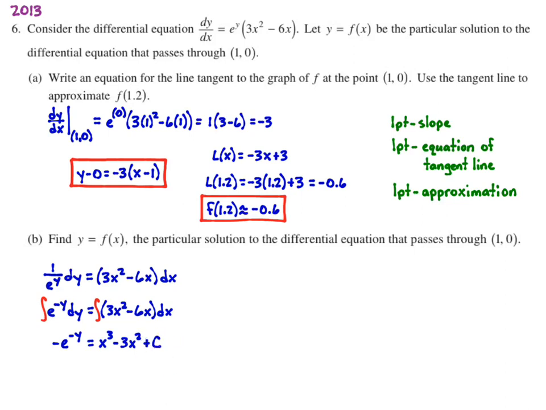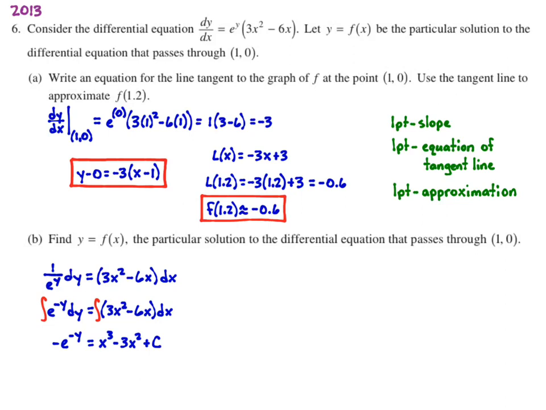From here, we have two options. We could isolate y and then plug in our point to find c, or we could plug in our point to find c and then isolate y. I advocate for plugging in the point and getting c first, because that is going to be an easier way to get a fourth or a fifth point, because solving for y tends to be a lot of algebra and a lot of mistakes.